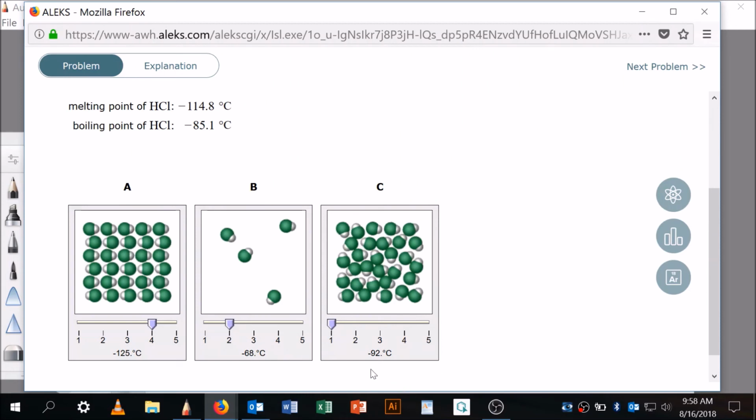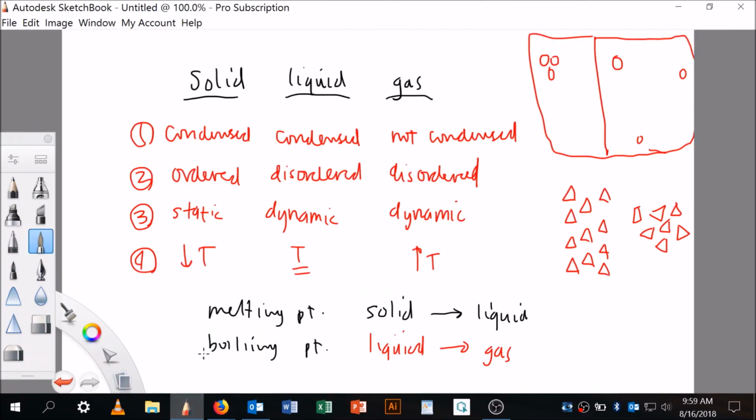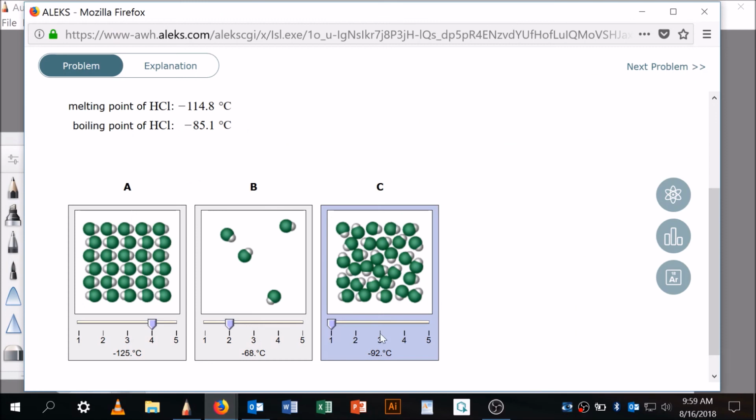Now minus 92, aha, that's right in the middle between these two. This is definitely a liquid. And if I were you, I would write down liquid before you get started, because it's sort of like a guardrail on a road. It keeps you from running off the road if you make notes to yourself, okay? So we're looking for a liquid. This is probably it, right? It's condensed. Remember condensed? A liquid is condensed. That means the particles are close to each other, but it's disordered, and they're moving around, and it's at moderate temperatures.